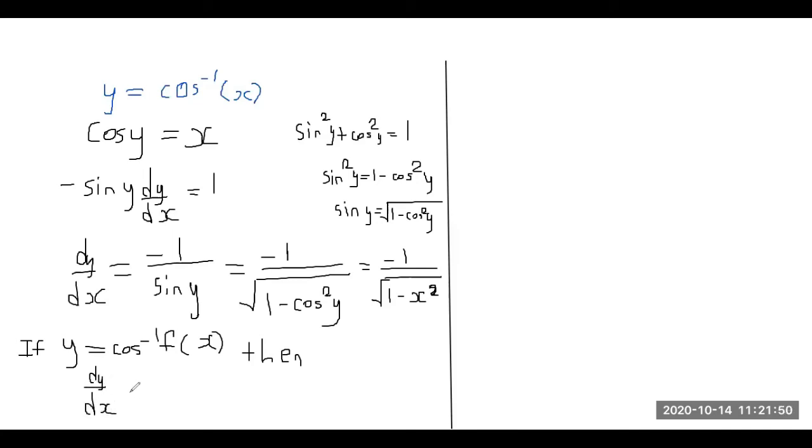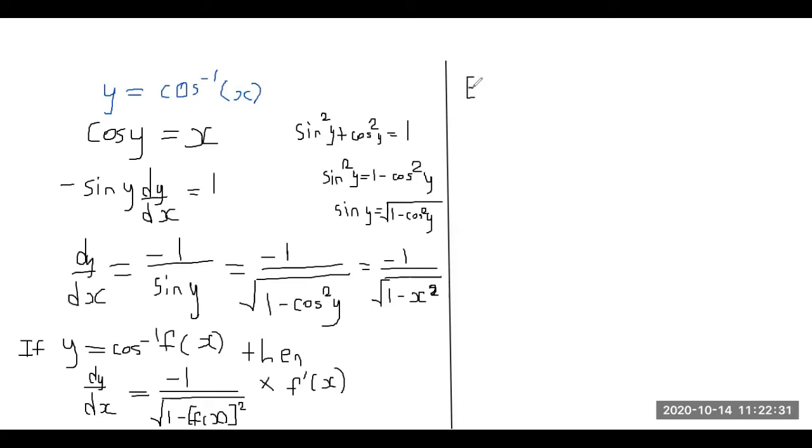is equal to minus 1 over the square root of 1 minus f of x all square, and then we multiply it by the derivative of f of x, which is f prime of x. That's how we differentiate cos. So that's how we differentiate cosine inverse functions.